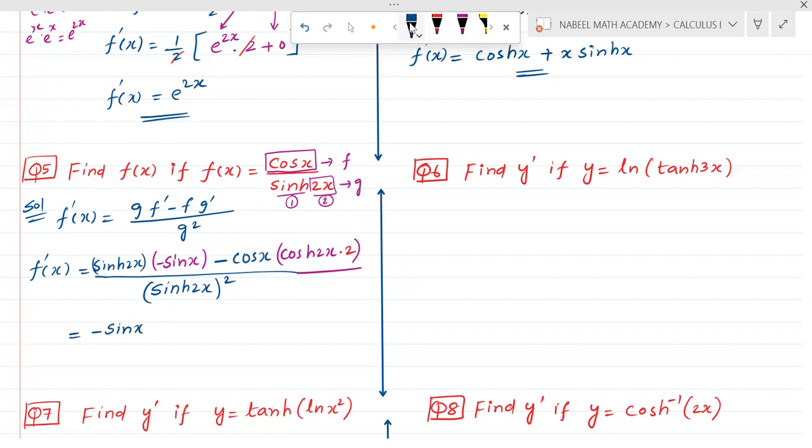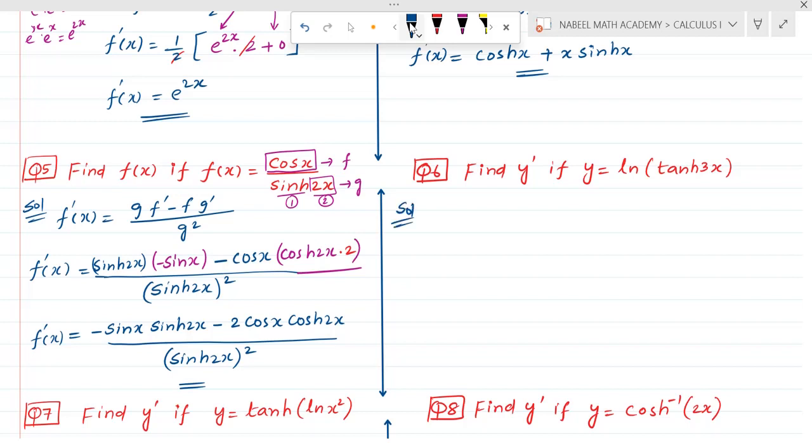Minus sine x sine h 2x, therefore minus 2 cosine x cosine h 2x, over sine h 2x whole square. So this is the derivative of the given function. In this problem you have a quotient rule, the trigonometry function, and the hyperbolic function, all together in one problem.